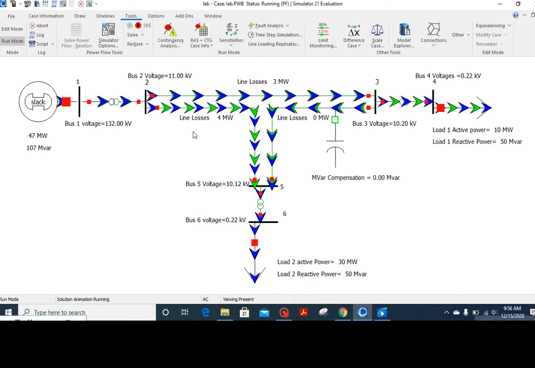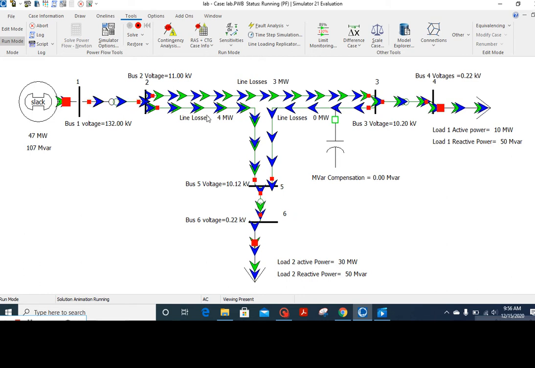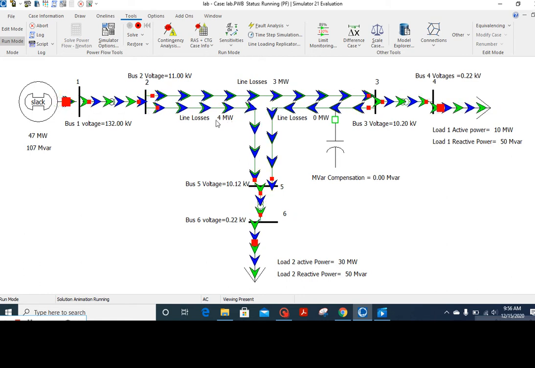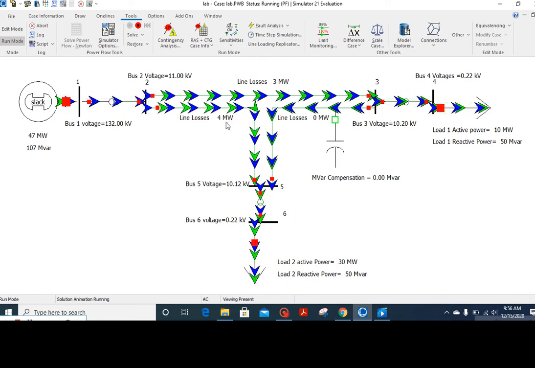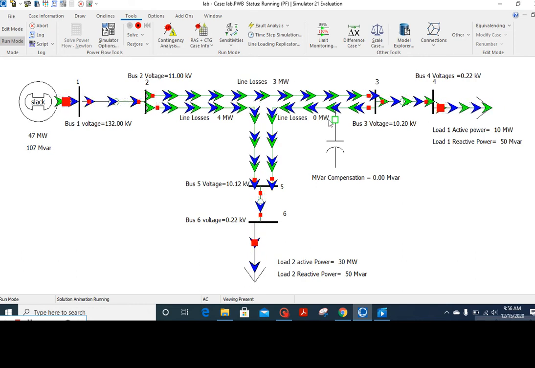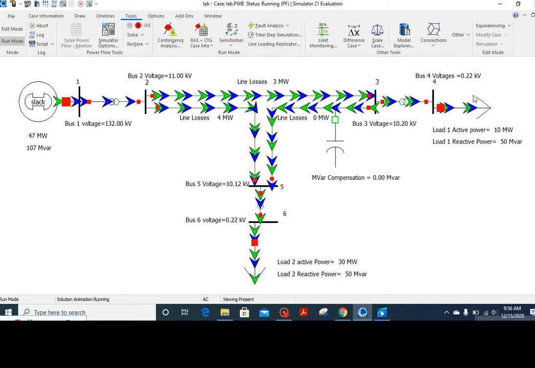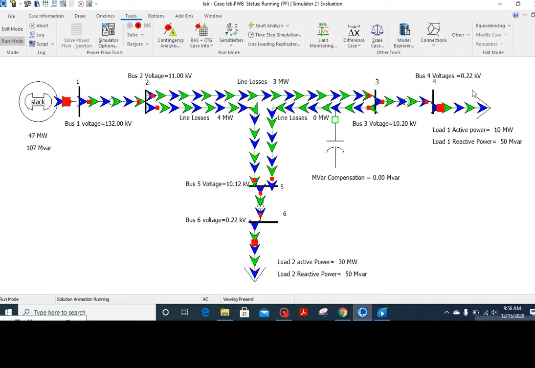If we observe line losses, in this line we have 4 megawatt losses, and in this line we have 3 megawatt losses, and in this line we have 0 megawatt, because there is no generator on this side.